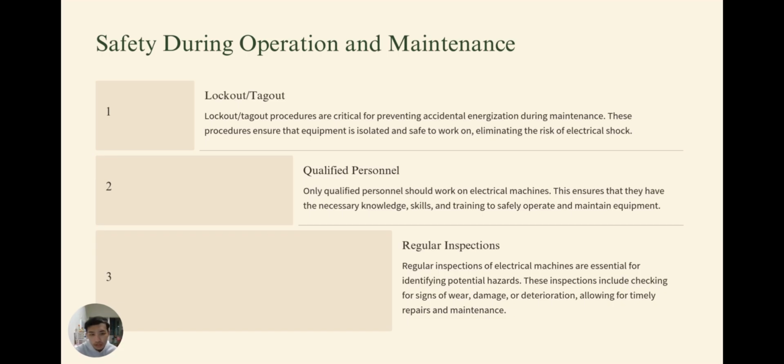Okay, for the last point, number three, regular inspection. Regular inspection of electrical machines is essential for identifying potential hazards. This inspection includes checking for signs of wear, damage, or deterioration, allowing for timely repairs and maintenance.